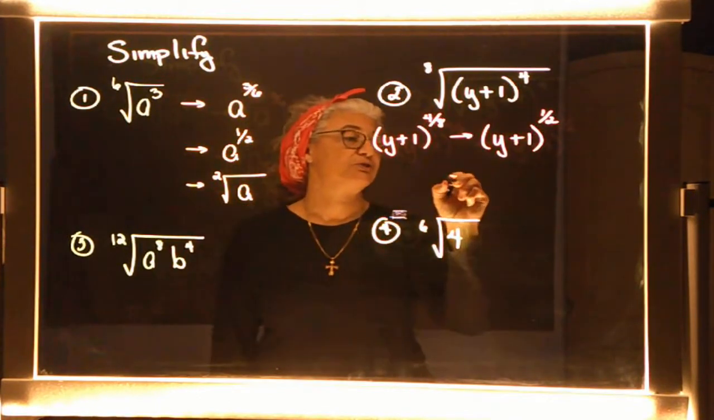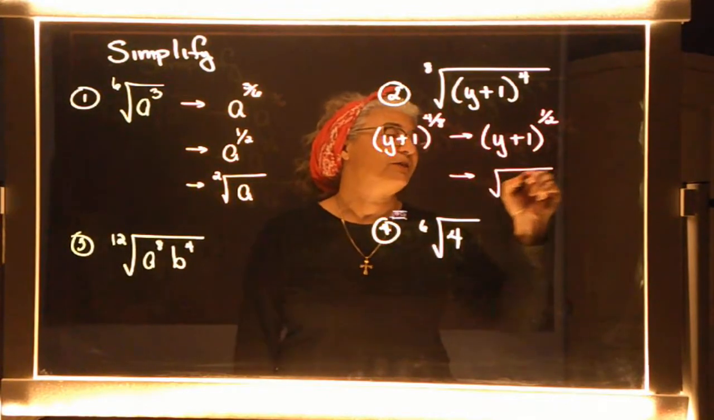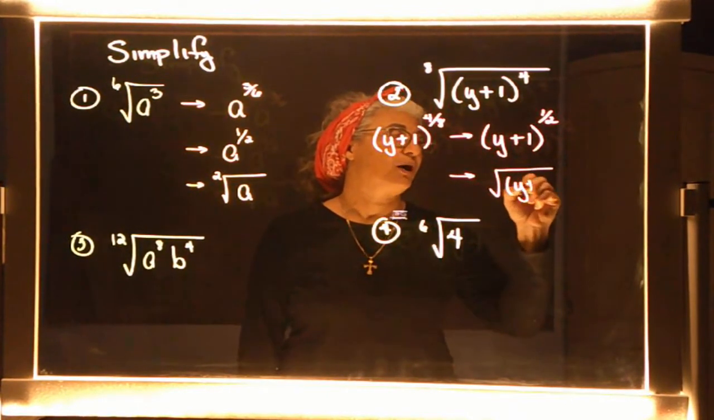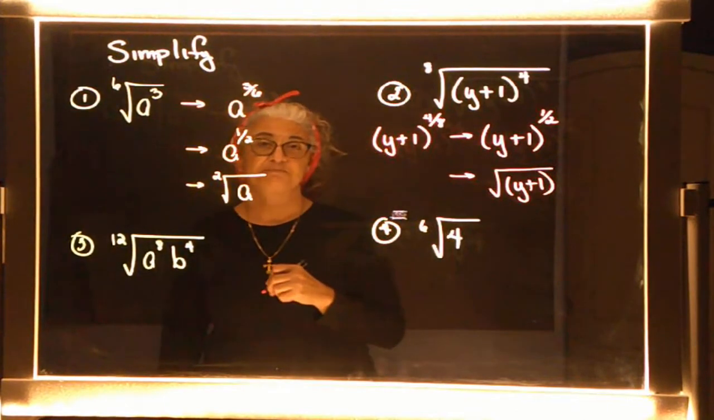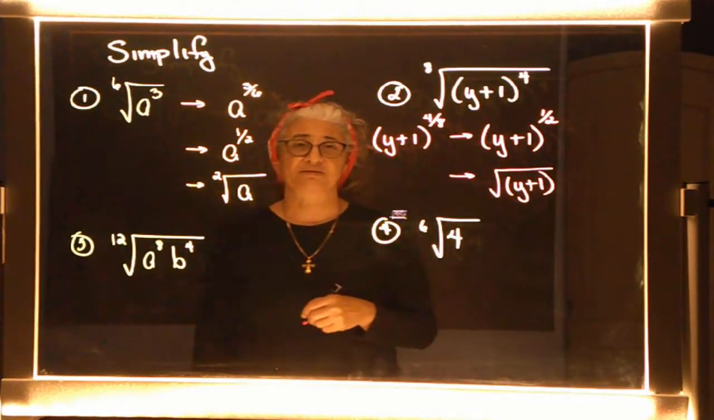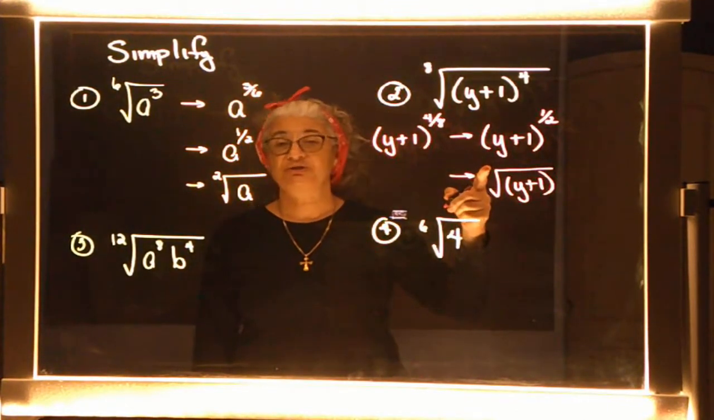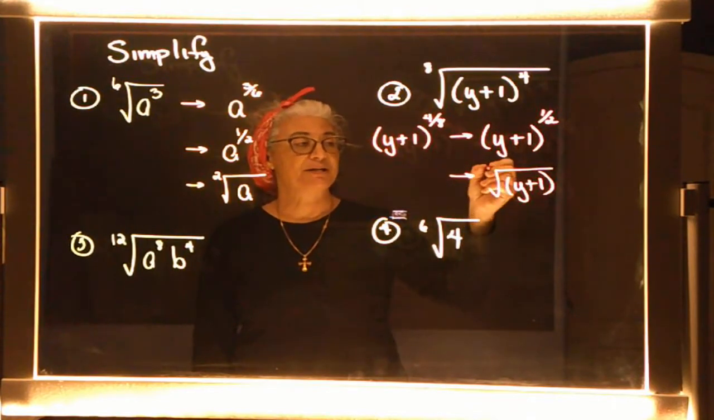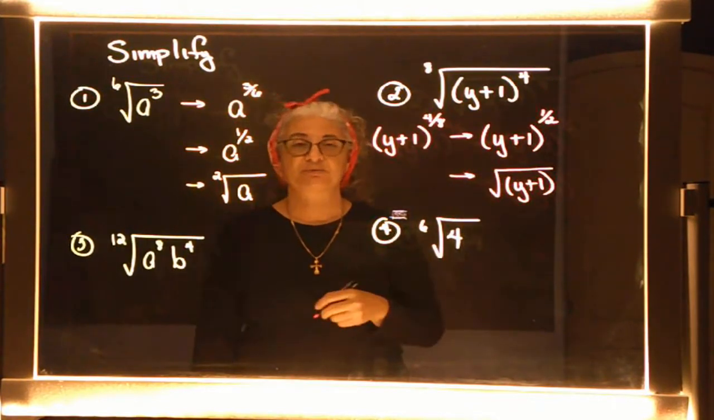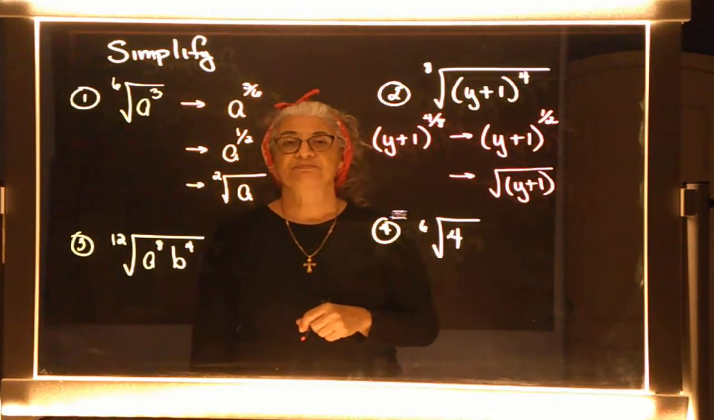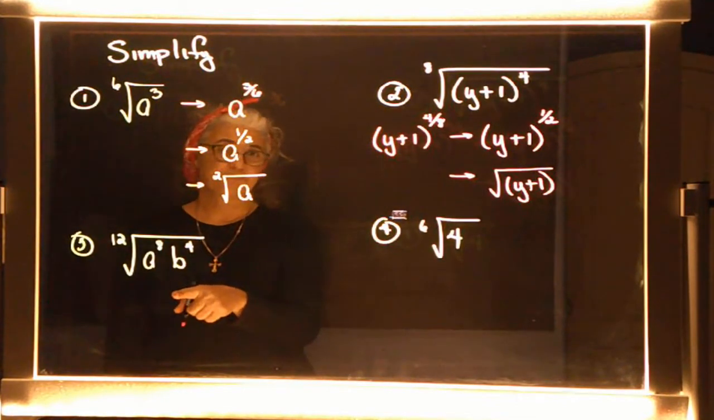But if they want it turned back into a radical, then you would simply write y plus 1 underneath it. And no, you don't need the parentheses. Remember what I mentioned, when a number is not there, that automatically represents the square root, right? Okay, how about number 3?